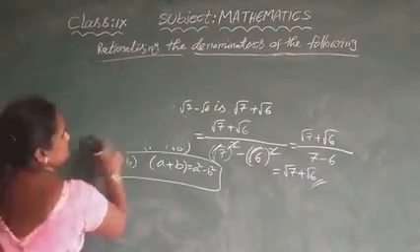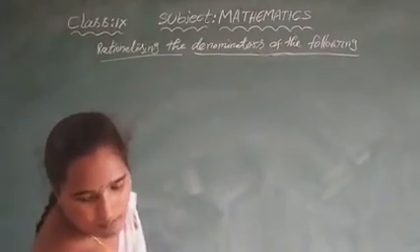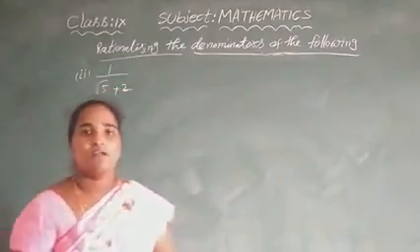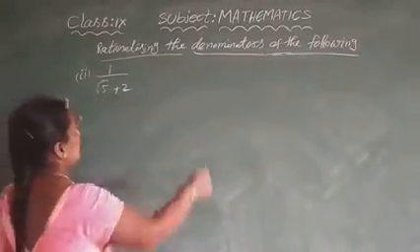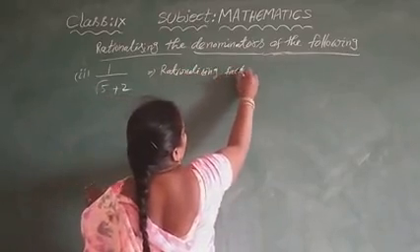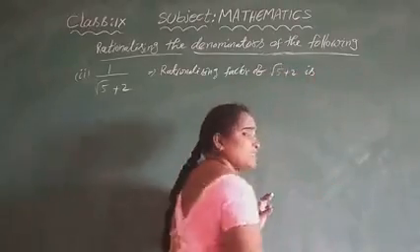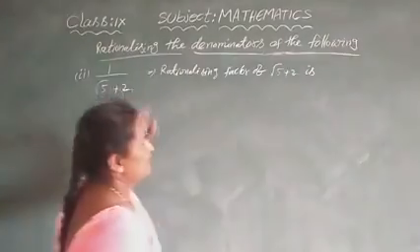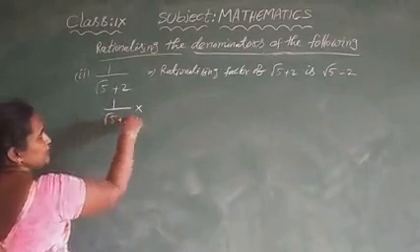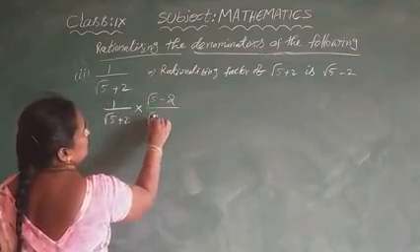Can you take another problem? Second one. 1 by root 5 plus 2. What is the rationalizing factor here? The rationalizing factor of root 5 plus 2 is: first look for the sign. Plus is here. Then reverse the sign. That is root 5 minus 2. Then you take 1 by root 5 plus 2 and multiply both numerator and denominator by the rationalizing factor, root 5 minus 2.